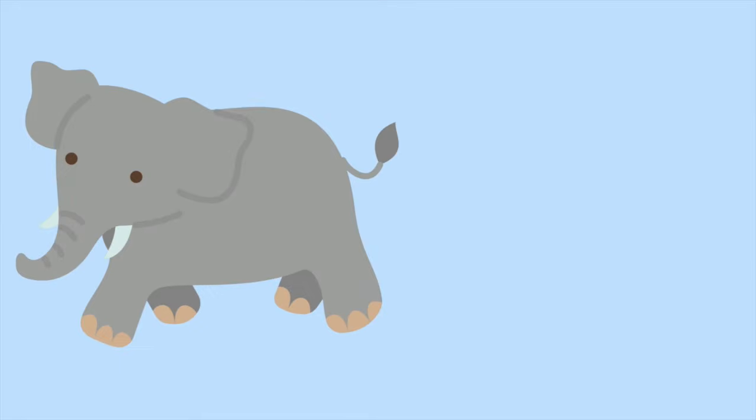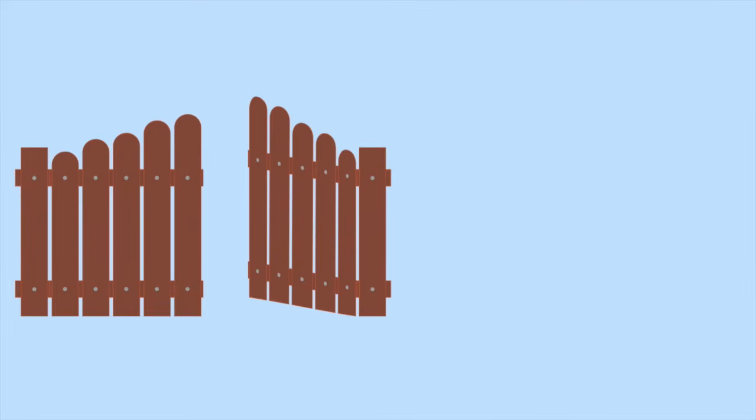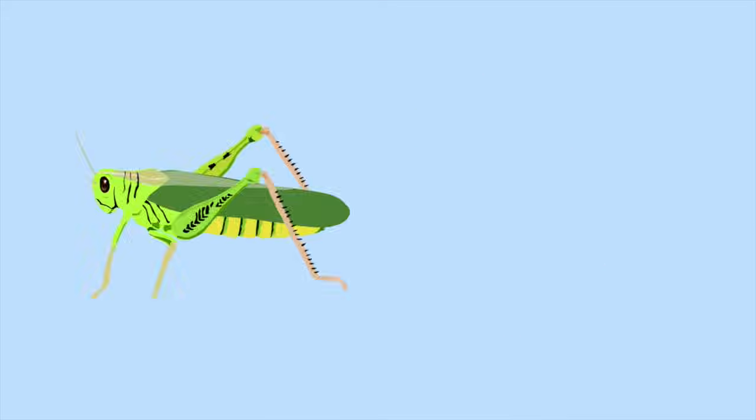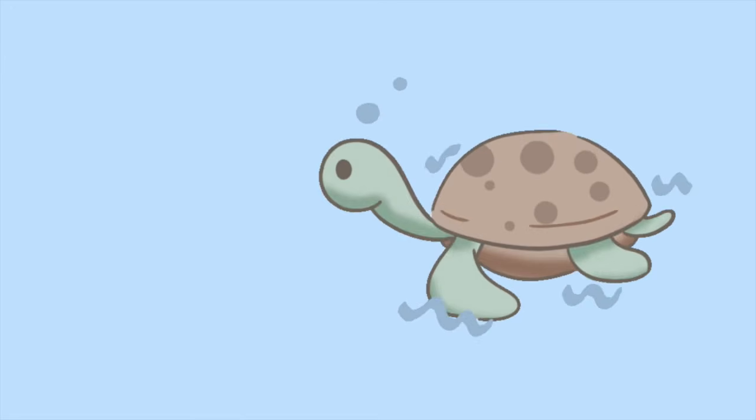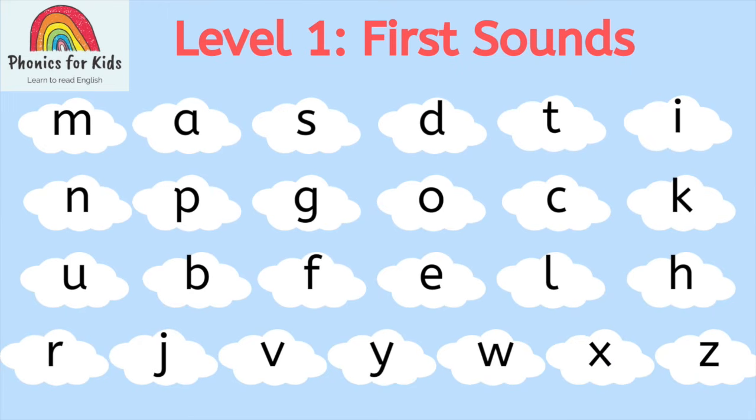Now let's go through the sounds as they should be. A, B, K, D, E, F, G, H, I, J, K, O, O, P, Q, S, T, A, V, W, X, Y, Z. In our Phonics for Kids videos, we learn the sounds in this order.